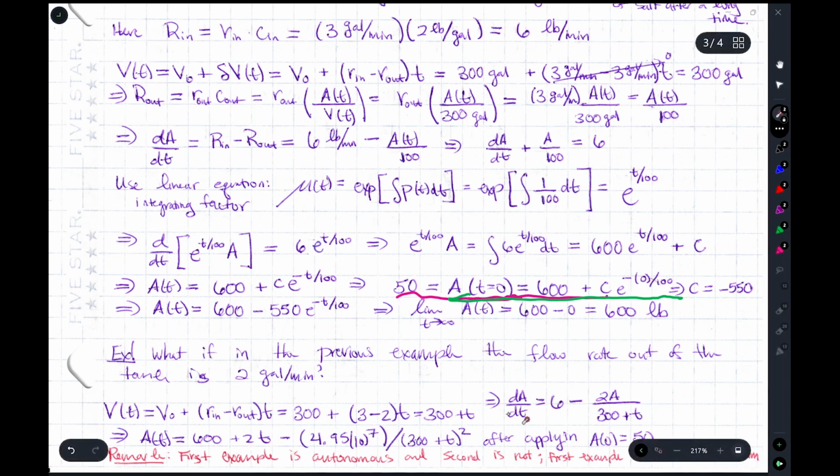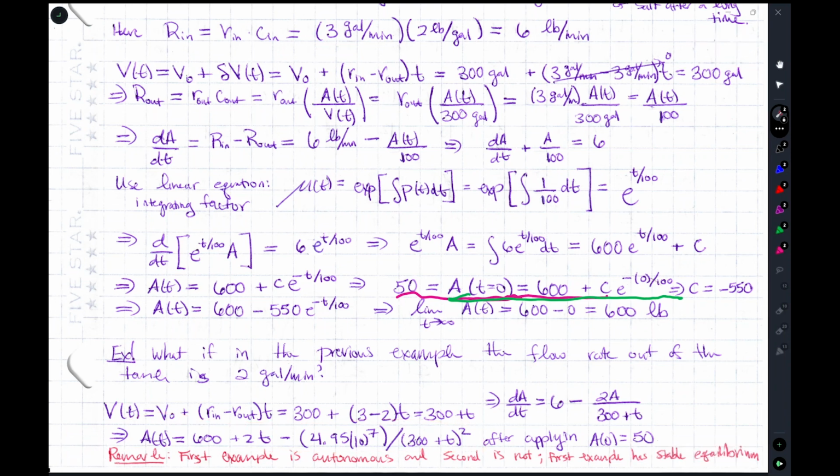So here, what changes from the previous example is now we have 300 plus t at the bottom. Keep in mind that this 2 is coming from the 2 gallons per minute. So just the volume here is what's different. Now we have the differential equation, and we could solve it using linear form. If you do that and you get the integrating factor and you fix the constant, you end up getting this. I omit the steps here.